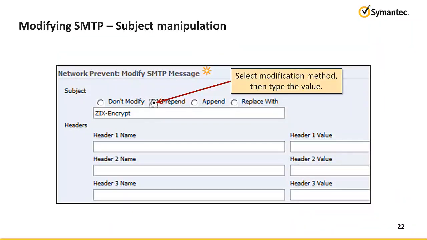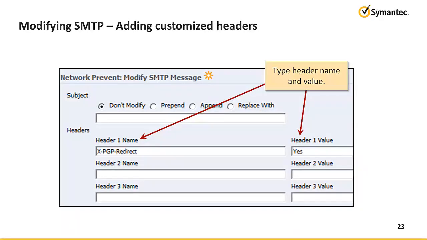To configure Symantec DLP to modify emails for further processing, create a modifying response rule and add it to the appropriate policy. Navigate to the Add Response Rule page, and under Network Prevent, select Modify SMTP Message, and then click Add Action. The Modify SMTP Message action provides two configuration options. To modify the subject, type the text to add to the subject and specify how to add it: prepending, appending, or replace with. Note that the Don't Modify option is used if you only want to add headers without modifying the email subject line.